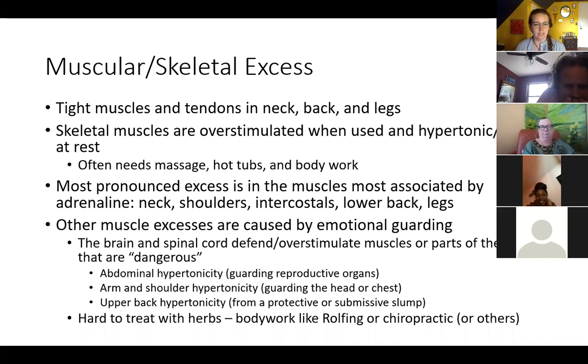So most pronounced excess is in the muscles most associated with adrenaline: neck, shoulders, intercostals, the muscles between your lungs, the tense breathing, hyperventilating, or lack of breathing. Your lower back, your sacrum, is your emotional storehouse of the body. If there's a lot of tension there, right above your hip junction or in your hip junction, there could be a disconnection between the upper and lower half of the body.